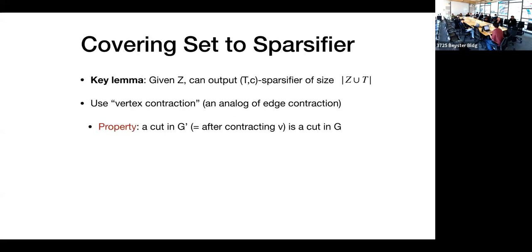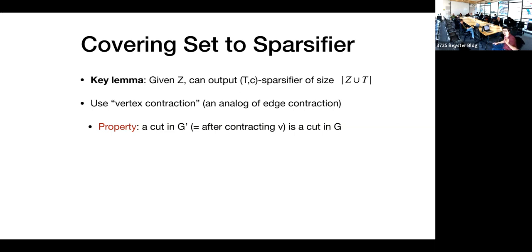Okay. There's some nice idea for how to turn the given covering set into a Sparsifier for the graph. We're going to use something called vertex contraction. Have you ever seen something like vertex contraction before? No, right? Okay, good. It's an analog of edge contraction. How do you contract an edge? You just merge the endpoints into one node, right? But what does it mean for vertex contraction?